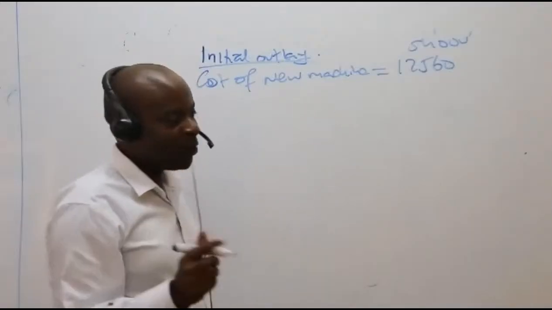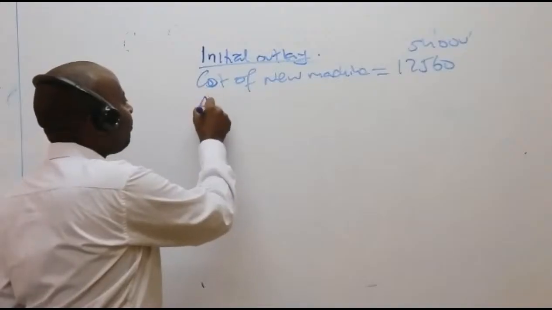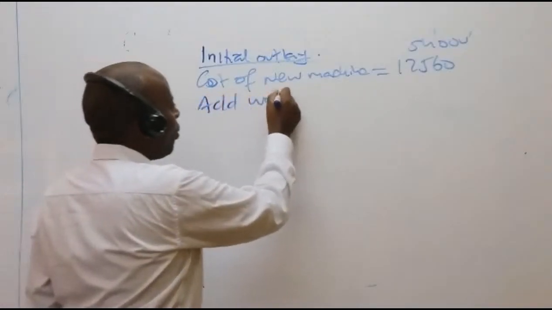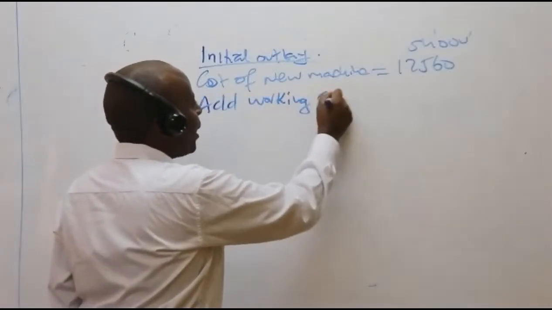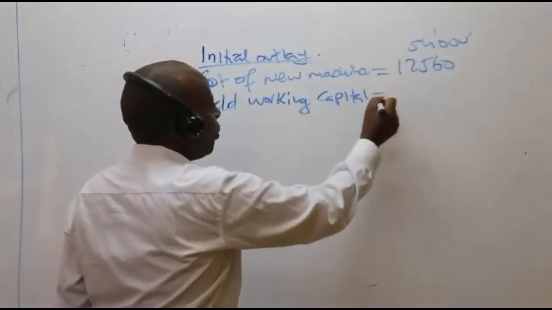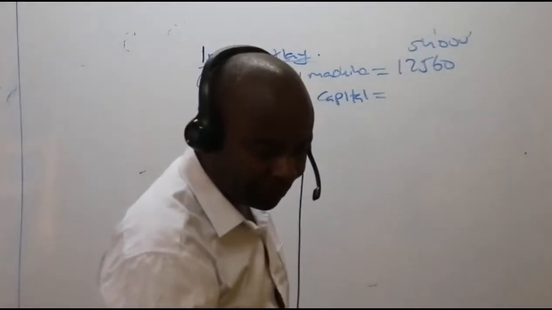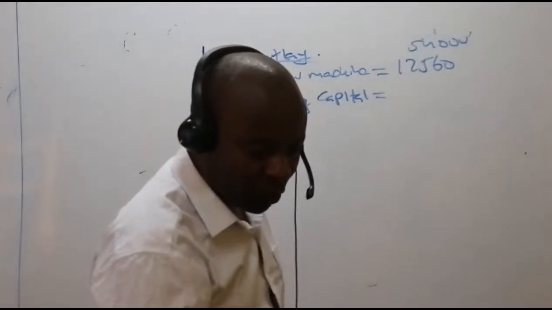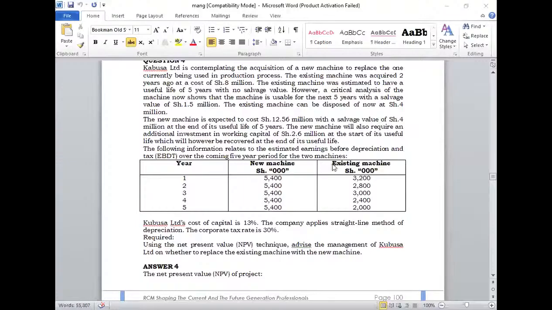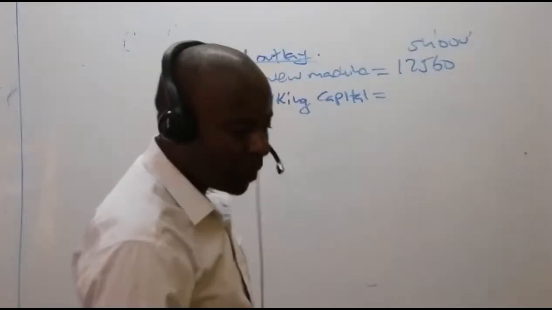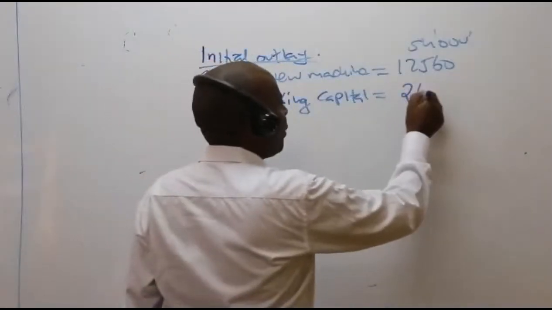There is working capital. So in this case here, add working capital. Working capital of how much? Of 2,600. There is additional working capital of 2,600. Thank you. Working capital of 2,600.